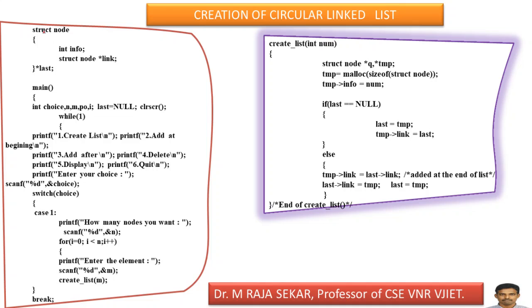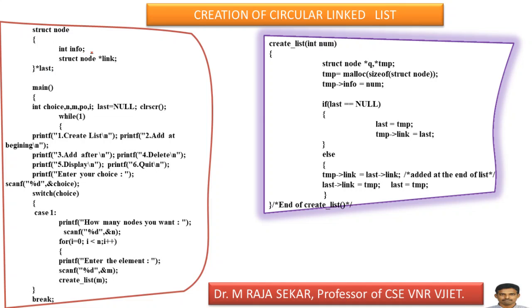Just see the structure: struct node { int info; struct node *link; } *last; What does it mean? This structure is just similar to the structure which we discussed in creation of single linked list. Only one difference: there we were saying *start, instead of *last. Why are we saying *last? I will try to analyze.